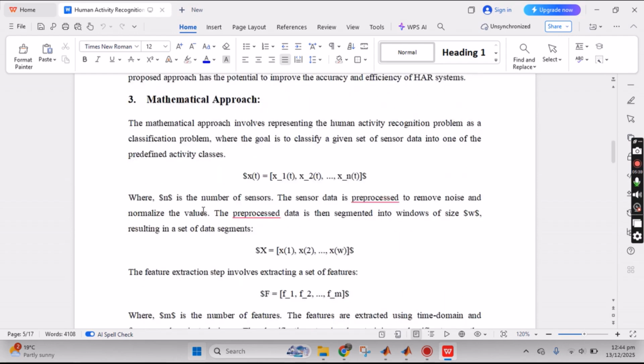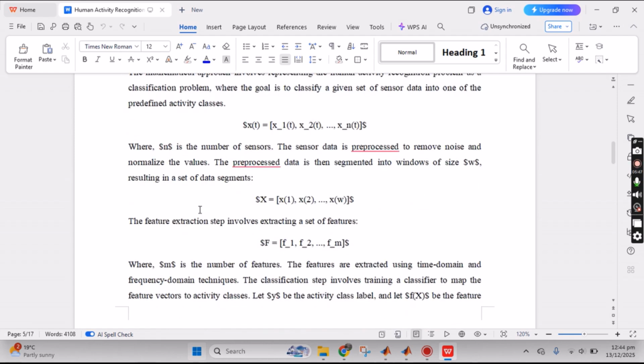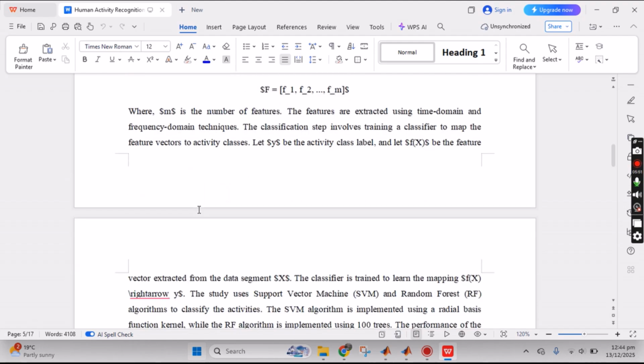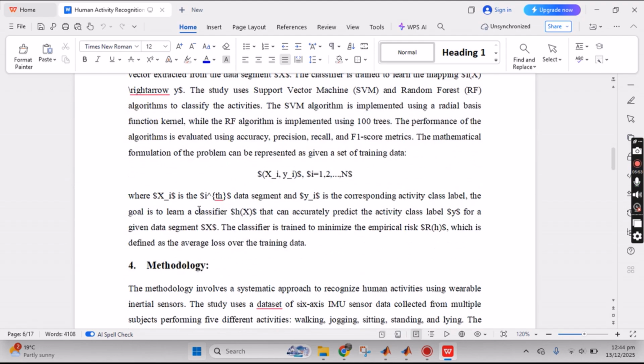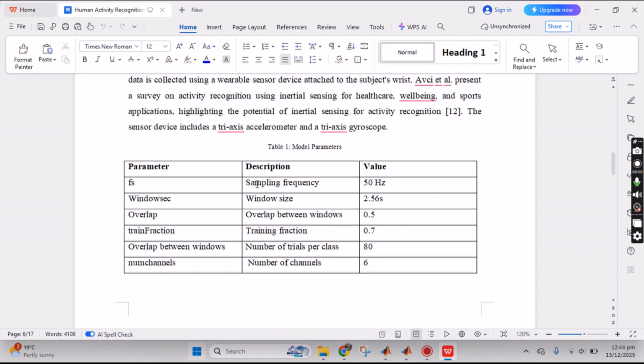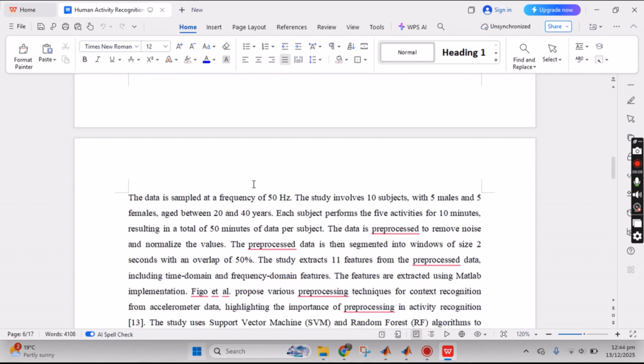So here is the mathematical approach for the complete HAR system, including the SVM, the feature extraction techniques, and the RF system as well. These are the equations. Then methodology: the methodology provides the complete model parameters, and inertial sensing for healthcare as well, at a sampling frequency of 50 hertz.